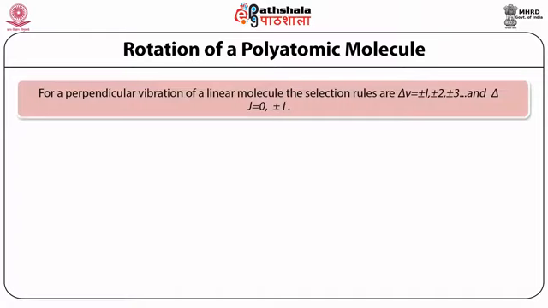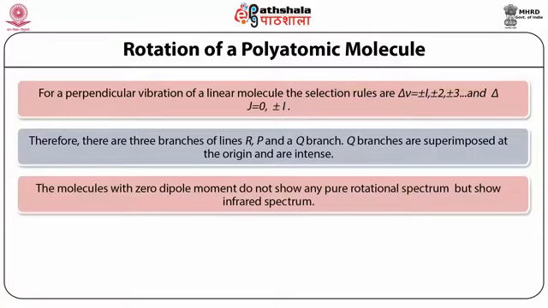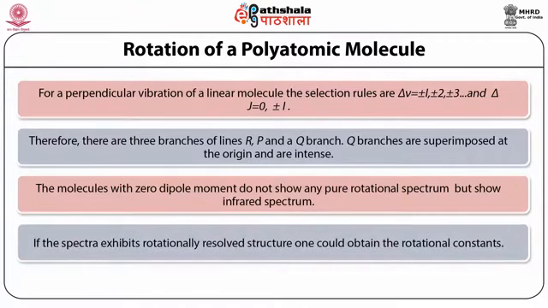For a perpendicular vibration of a linear molecule, the selection rules are delta nu is equal to plus minus 1, plus minus 2, plus minus 3, and delta J is equal to 0, plus minus 1. Therefore, there are three branches of lines: R, P, and a Q branch. Q branches are superimposed at the origin and therefore are intense. The molecules with zero dipole moment do not show any pure rotational spectrum but show infrared spectrum. If the spectrum exhibits rotationally resolved structure, one could obtain the rotational constants.